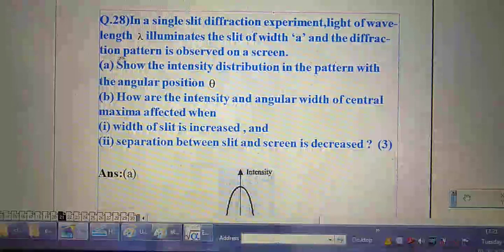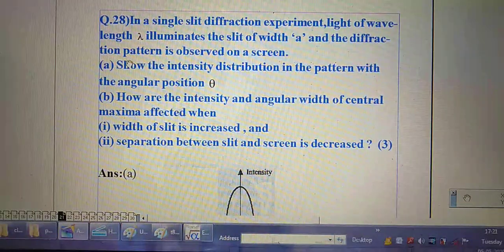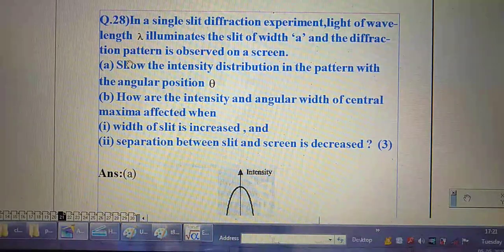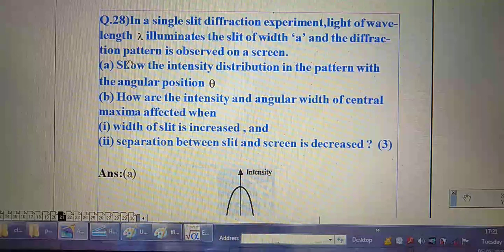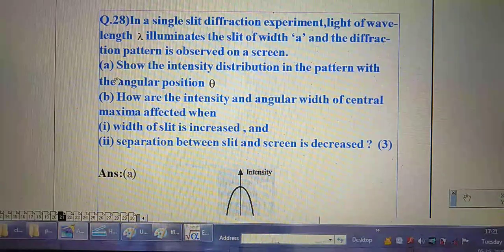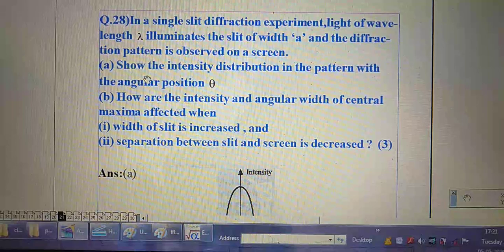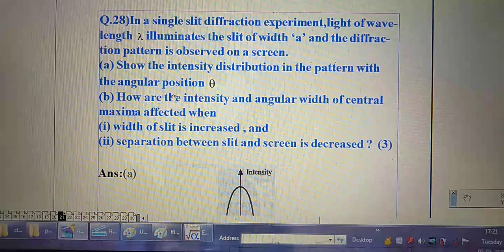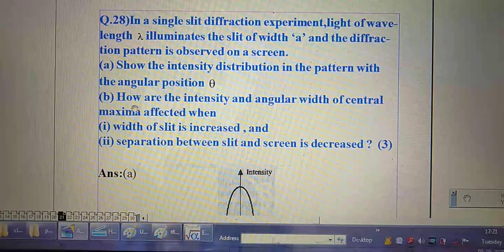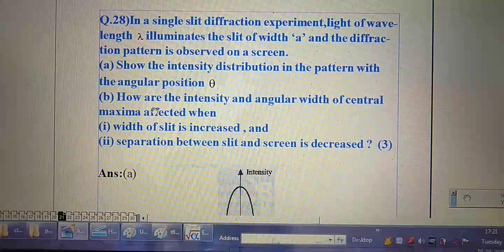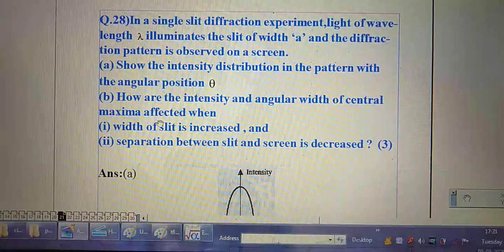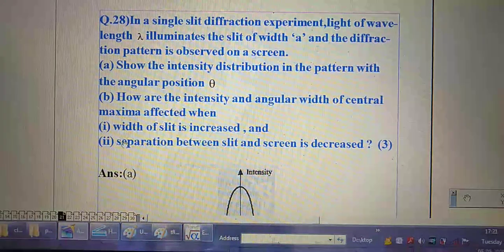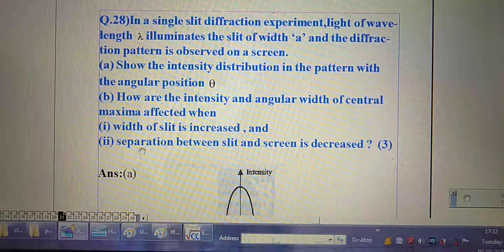First question. In a single slit diffraction experiment, light of wavelength lambda illuminates a slit of width a, and a diffraction pattern is observed on a screen. Part A: show the intensity distribution in the pattern with the angular position theta. Part B: how are the intensity and angular width of the central maxima affected when 1, the width of the slit is increased, and 2, the separation between slit and screen is increased.